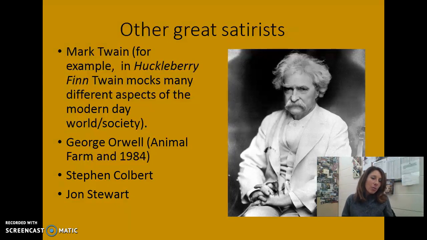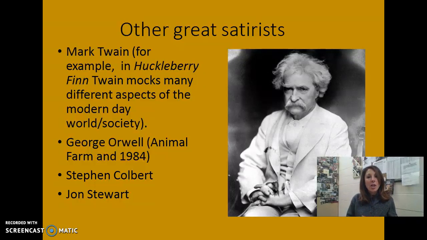George Orwell was a great satirist, and he wrote two of my favorite books, Animal Farm and 1984, also satirizing the way our country, our world was being run, and he was predicting what was going to happen to our world if we didn't stand up against people like Stalin and other cruel leaders that were taking control and manipulating our people, our society.